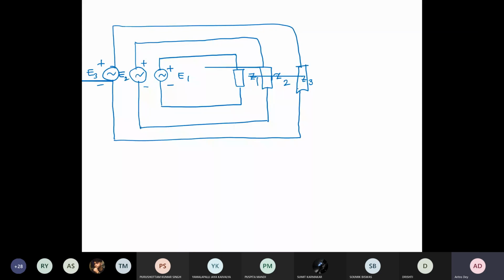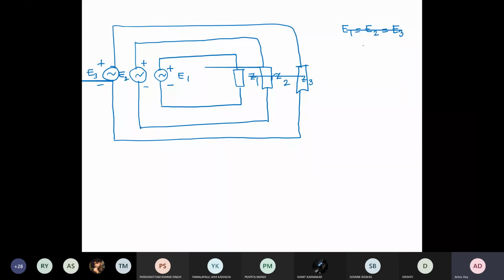Okay. So now if our E1 equal to E2 equal to E3, I don't know, again that same problem has come back. It is like one horizontal line is coming. Anyway, E1 equal to E2 equal to E3.